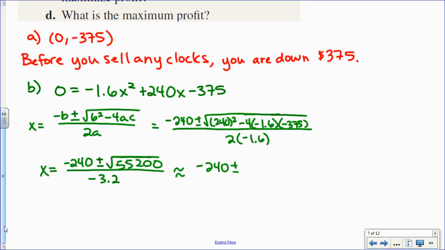And what was this answer? What was the square root? 235? Okay. All over negative 3.2. Okay, let's find our two solutions, and again, we'll round to the nearest whole number.